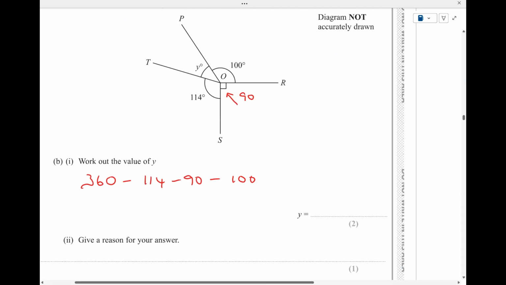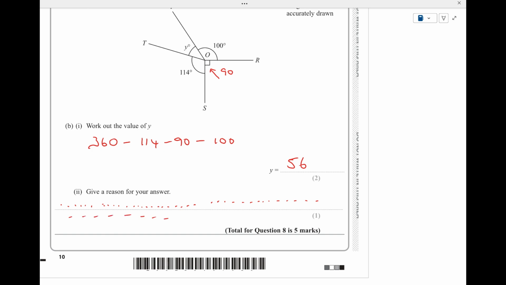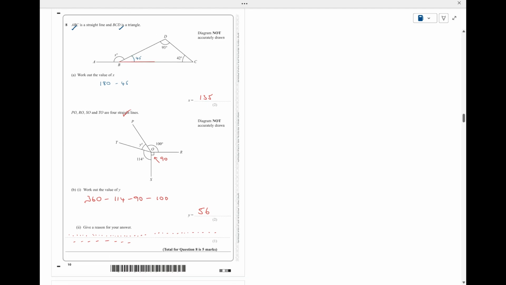Okay, just stick that in my calculator. 360 minus 114 minus 90 minus 100. Gives me an answer of 56. Give a reason for your answer. I would write something like, there are 360 degrees around a point. Something like that. So I did 360 degrees minus all the angles that I knew. That's pretty good. And that is question 8.